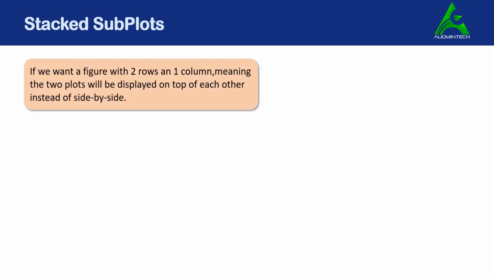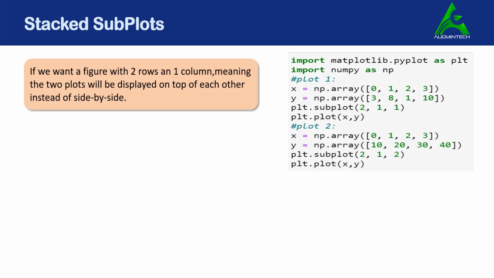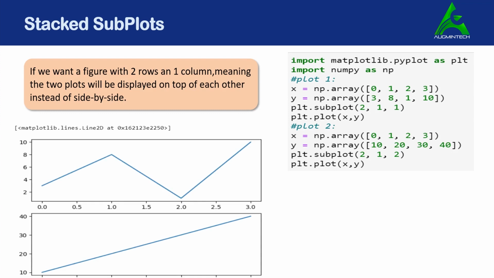Now let's see what a stacked subplot is. If you want a figure with two rows and a column, meaning the two plots will be displayed on top of each other instead of side by side, we create x array, y array, and then to the subplot we pass the number of rows, columns, and then we number the plot. So here 2 rows, 1 column, and first plot. And there we go, this is how the output should look.